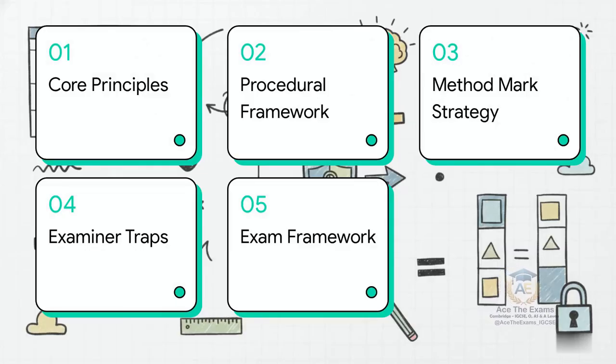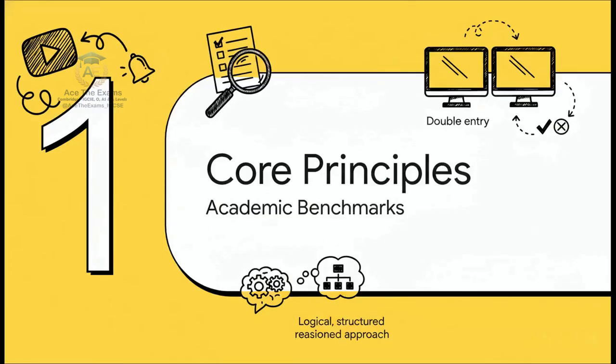Here is our clear roadmap for securing those critical exam marks today. First up, we'll establish the core principles. Second, we'll break down the procedural framework. Third, we're going to uncover the method mark strategy. Fourth, we'll expose the top 3 examiner traps. And finally, we'll wrap the whole thing up with the ultimate exam framework: deconstruct, solve, evaluate. Kicking things off with Section 1, Core Principles.